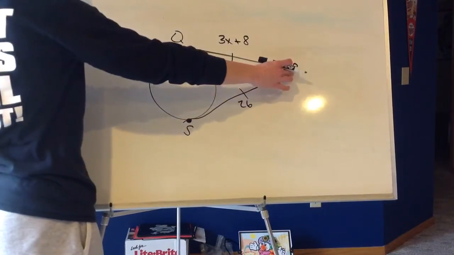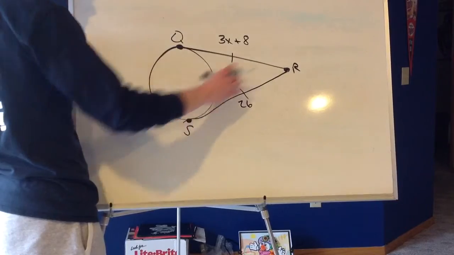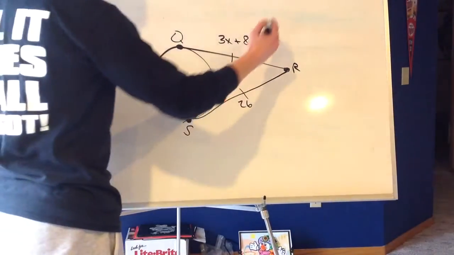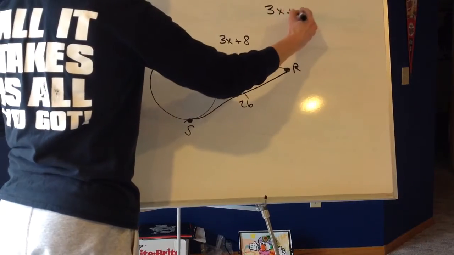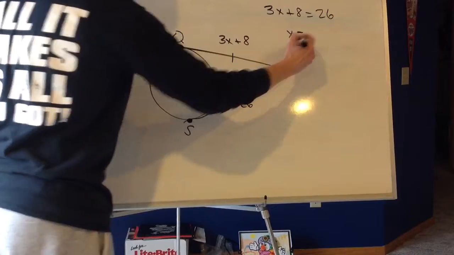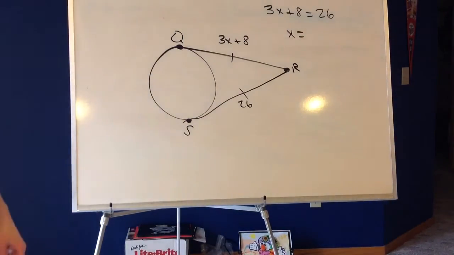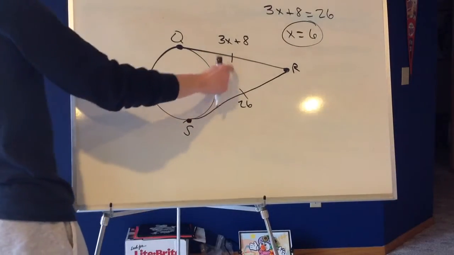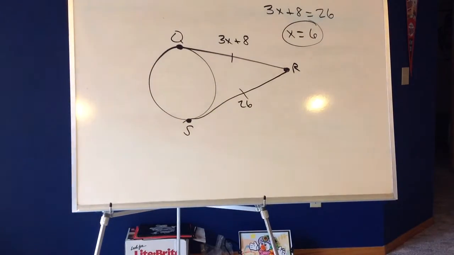Okay, so since they're both tangent at Q and S to that point R, that does mean that they will be equal to each other. So we would set 3x plus 8 equal to 26. Go ahead and solve that like you normally would, and you'll end up with x equals 6. Okay, so again, just always congruent, which means we can set them equal to each other. And then we're going to use that same idea for the last thing here.